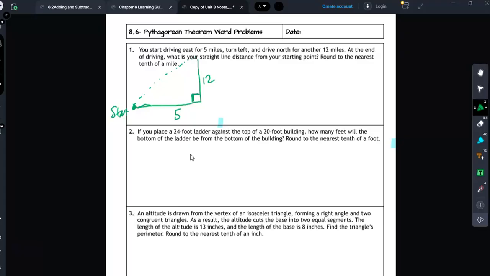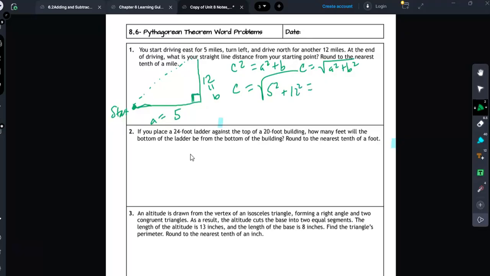So we've got what kind of a problem here? C squared equals A squared plus B squared, or C is going to equal the square root of A squared plus B squared. So this is our A, I guess we can call this our A, right? And this is our B, okay? So we're just going to plug in 5 and 12. So C equals the square root of 5 squared plus 12 squared.